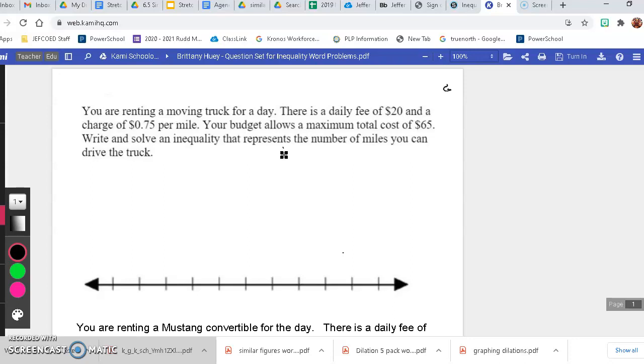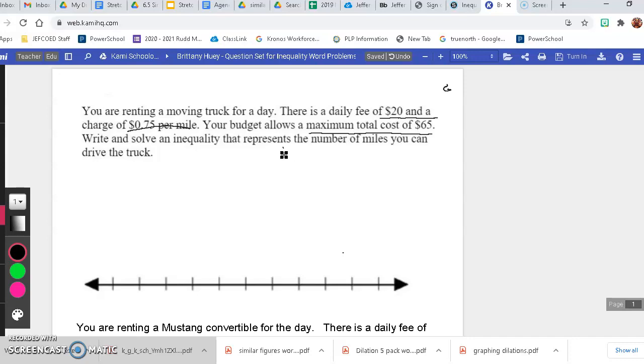So let's start. You are renting a moving truck for the day. There's a daily total of $20 and a charge of 75 cents per mile. Your budget allows for a maximum total cost of $65. Write and solve an inequality that represents the number of miles you can drive the truck.